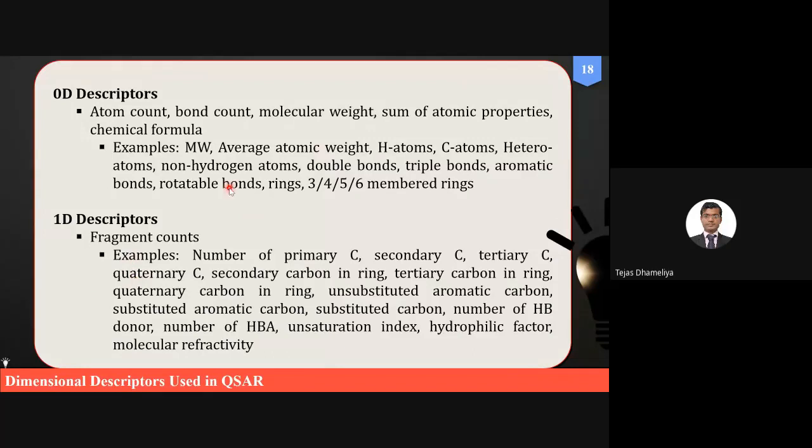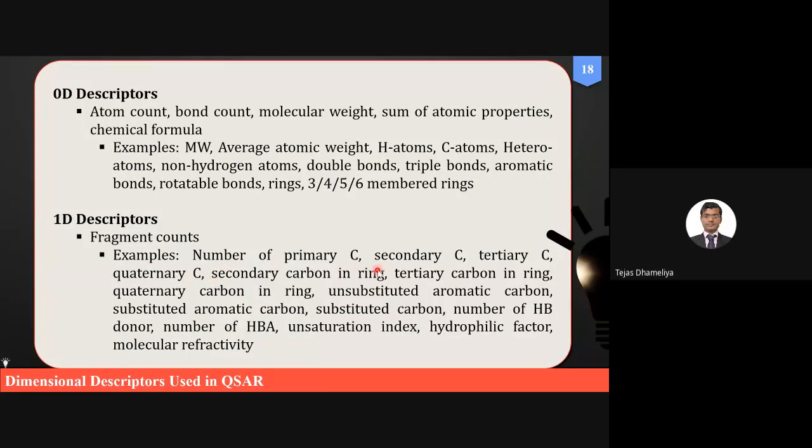Then one-dimensional descriptor. As the name suggests, one-dimensional. Here we have to see what can be one-dimensional descriptors. A one-dimensional descriptor is one in which we count the fragment carbons: how many primary carbons, secondary carbons, tertiary carbons, and quaternary carbons are considered.